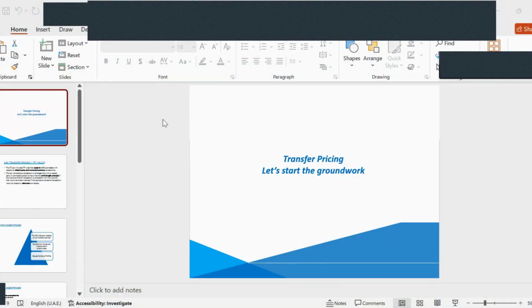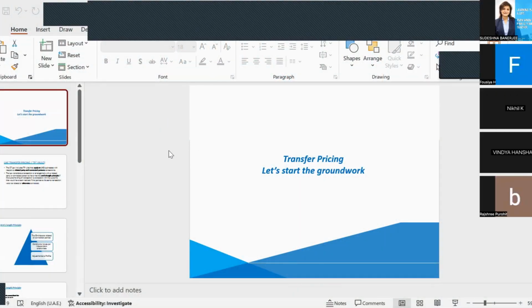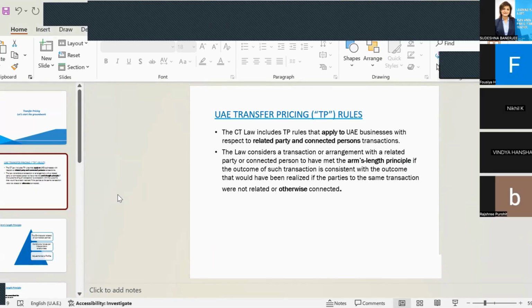We can now start the groundwork on transfer pricing. Many of you will be aware of it, but I'll just give a basic idea of what transfer pricing is. We all know what transfer pricing is.